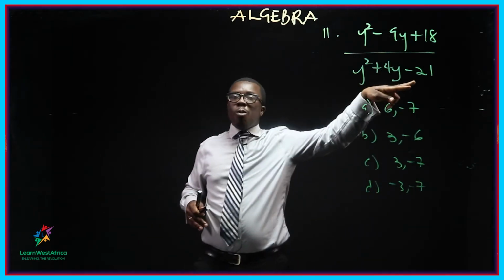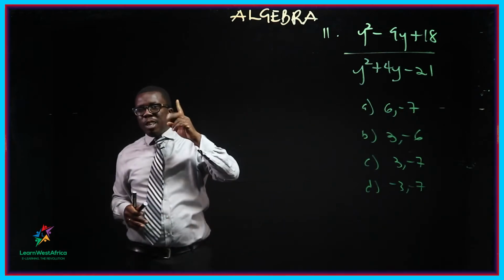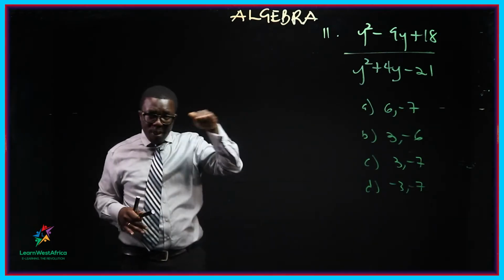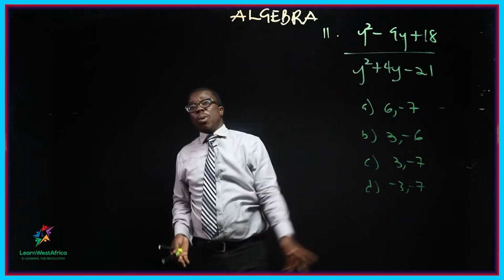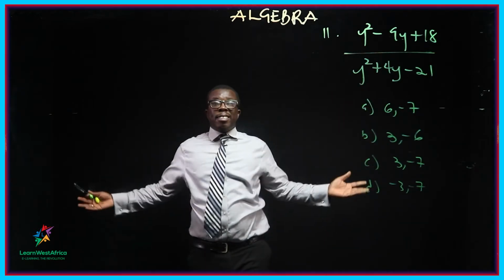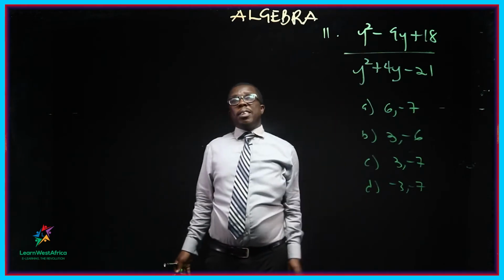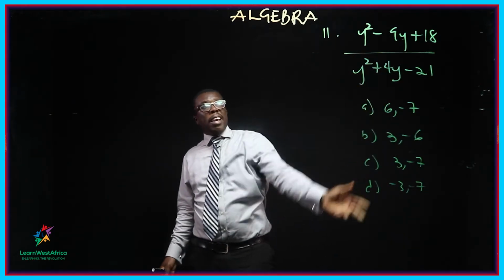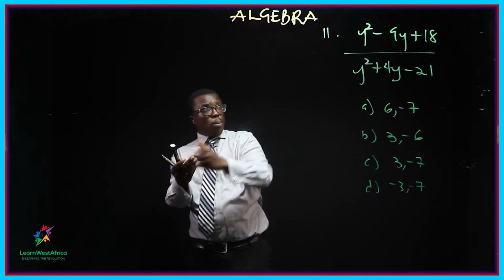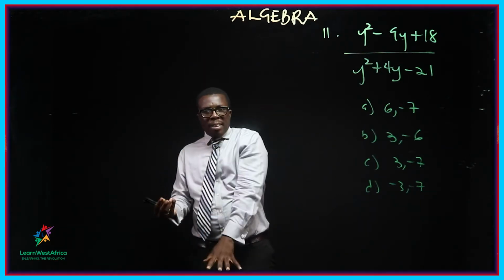As a teacher, to solve an undefined expression, take the denominator of the function and equate it to 0. So y squared plus 4y minus 21 equals 0. It is a simple quadratic. What are the two numbers?